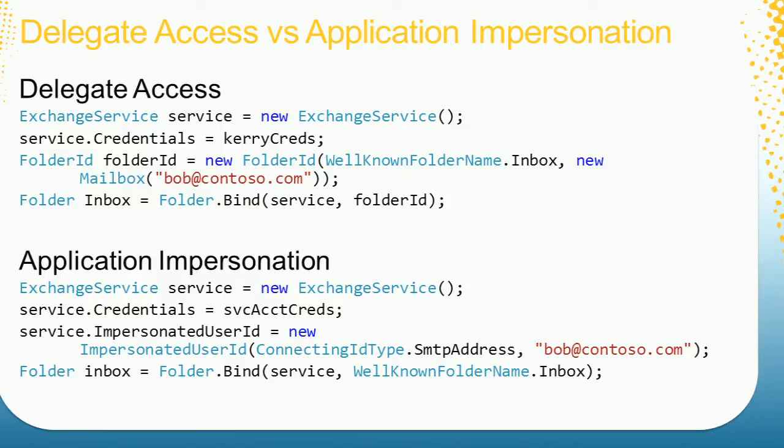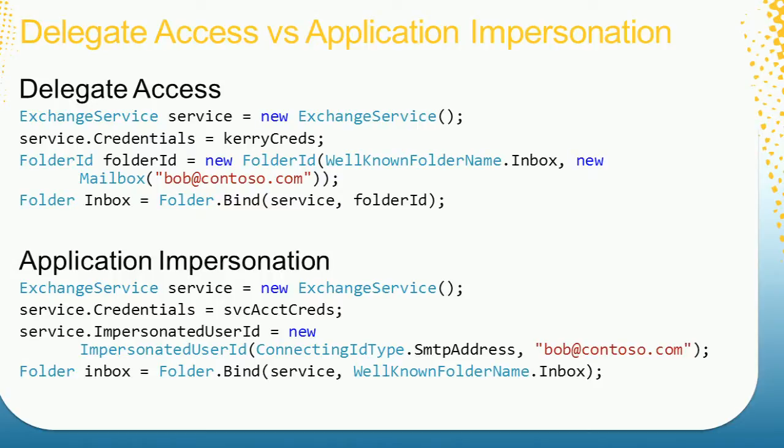So in this case, we've said, I want the inbox, but if I didn't specify Bob at Contoso.com, it would actually give me Carrie's inbox. In this case, I'm using Carrie's credentials. So I'm actually going to quantify what inbox I'm talking about and say, OK, I want Bob's inbox. And then it's simply a folder bind operation to get the inbox.